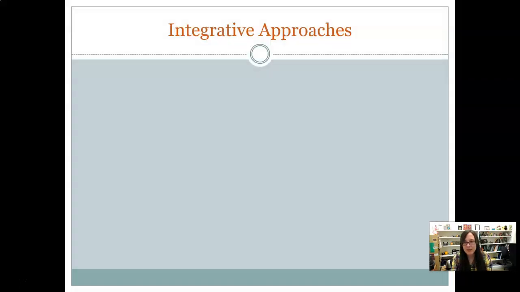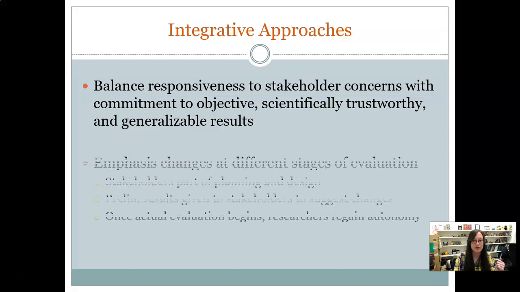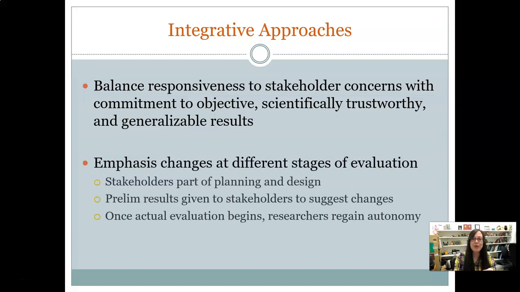So what you want then typically is a more integrative approach. So you want to balance the responsiveness to stakeholders and all of their concerns and everything that they're focused on. You want to balance that with your commitment to being objective, being scientifically trustworthy, being able to generalize your results. You want a balance there. And so you have to make sure that you're doing both to have a really good evaluation research study. So the emphasis then changes at different stages of evaluation, typically if you have this integrative approach.